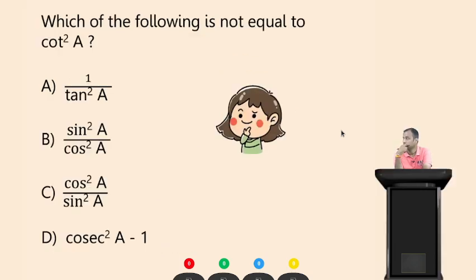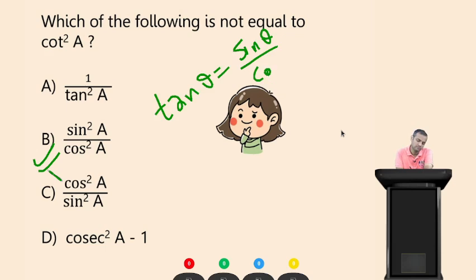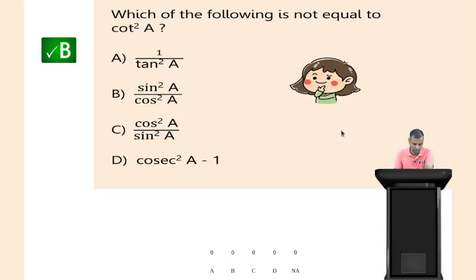Now question time. Which of the following is not equal to cot square A? And your time starts now. Class, your time is getting over. Okay, finally time is over. So what is our correct answer? Yes, it is sin square A upon cos square A, because we know that tan theta is equal to sin upon cos. So it is equal to tan square A, not cot square A. So the correct answer is B.